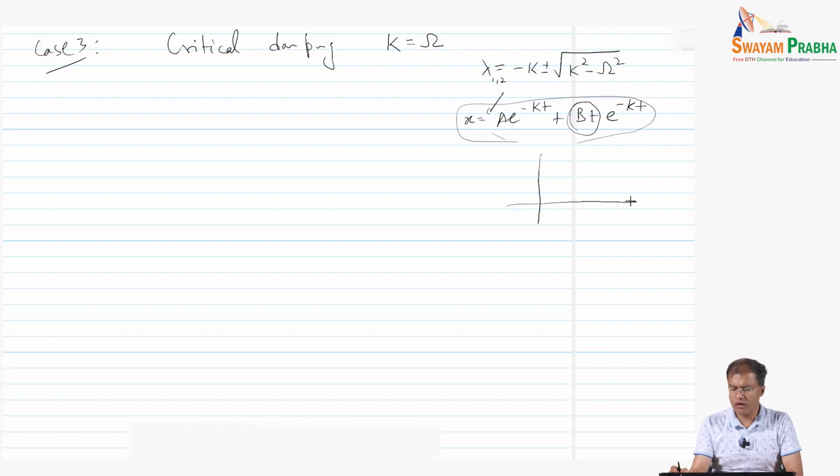So if we plot the solution, we will have one solution decaying exponentially, and the other solution initially rising algebraically for small t and eventually decaying exponentially for large t. Okay, so that is my critical damped scenario.